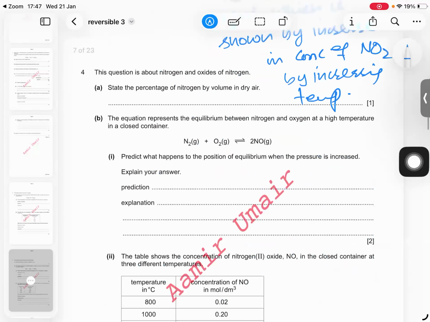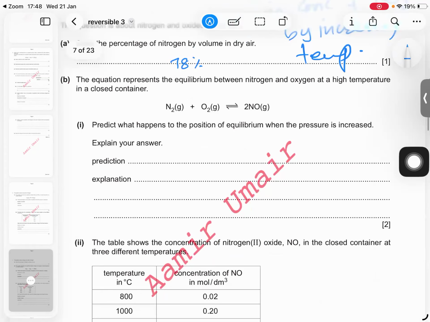State the percentage of nitrogen by volume in the air. I told you, I think yesterday, 78%. Okay. Predict what happens to the equilibrium between nitrogen and oxygen at high temperature in a closed container. What happens when pressure is increased?